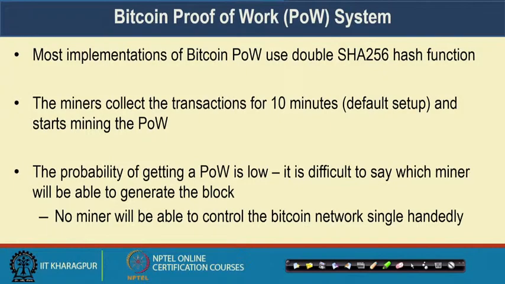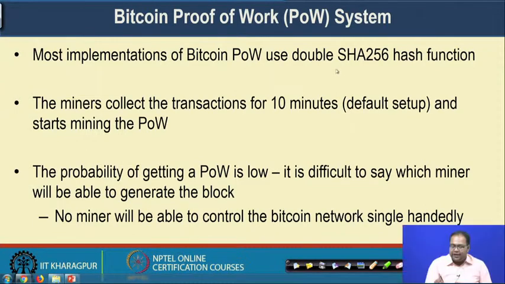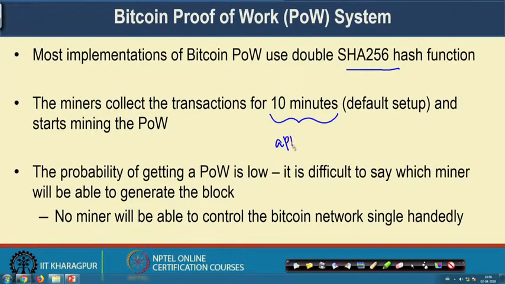Most implementations of Bitcoin proof of work utilize the SHA 256 based hash function, which is a 256 bit hash function. The miners collect the transactions for approximately 10 minutes, which is a default setup. So, it waits for a certain duration and looks at all the transactions which come within that duration. This is again an approximate duration. This duration comes from the periodicity at which the miner should mine a new block. Those different steps we will look into later.